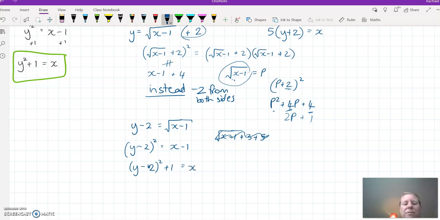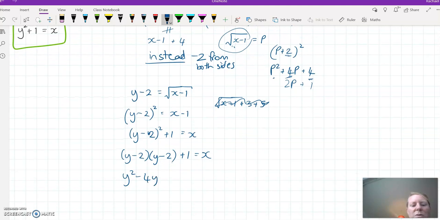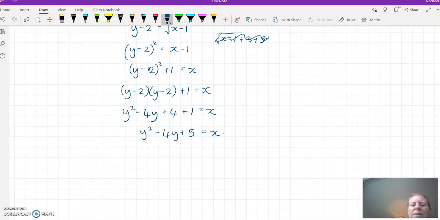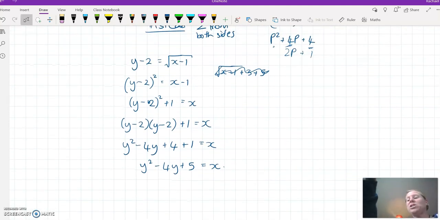I hope that makes sense. If we then wanted to expand out that left-hand side, you certainly could, because of course we've got y minus 2 times y minus 2, always remembering that it's not just y squared minus 4. So we'd end up with y squared minus 4y plus 4 plus 1 equals x. So we've got y squared minus 4y plus 5. Anyway, we just have to take care.